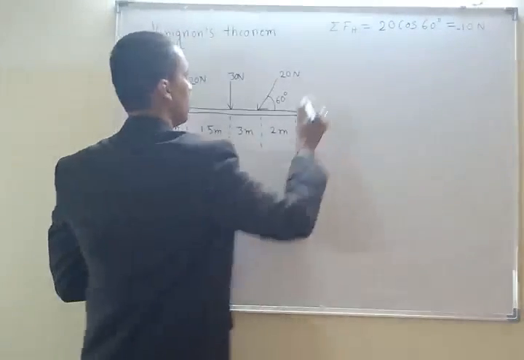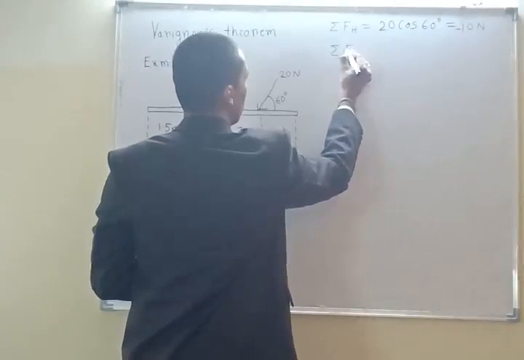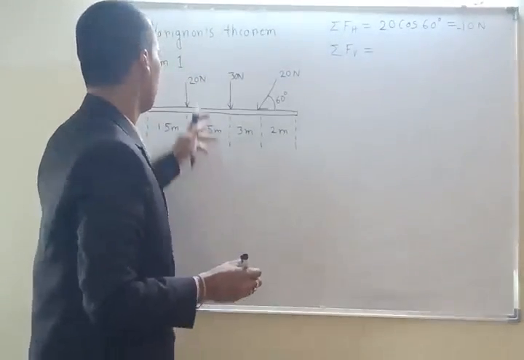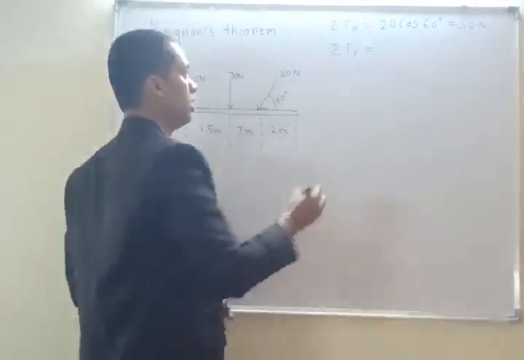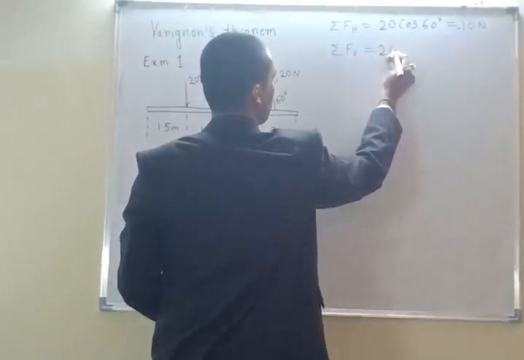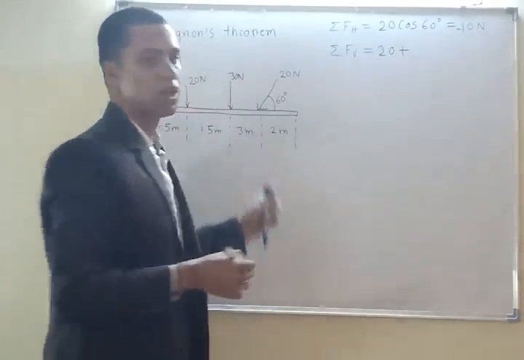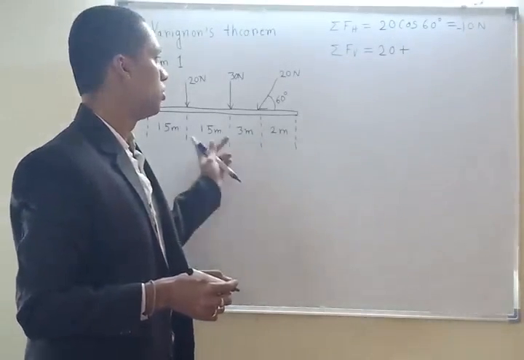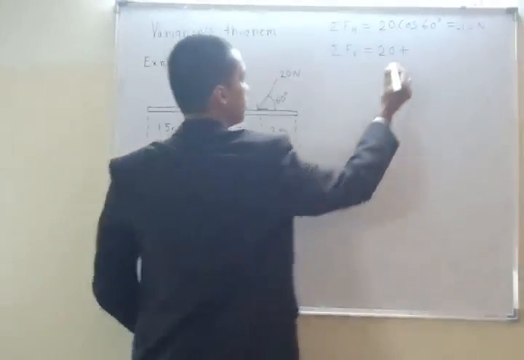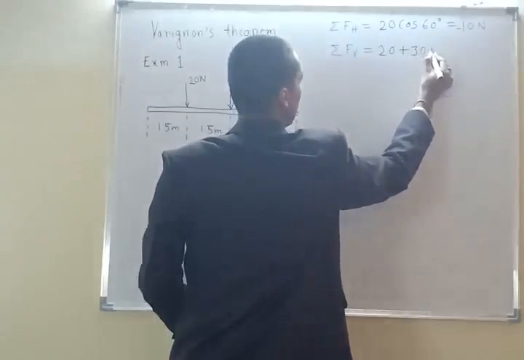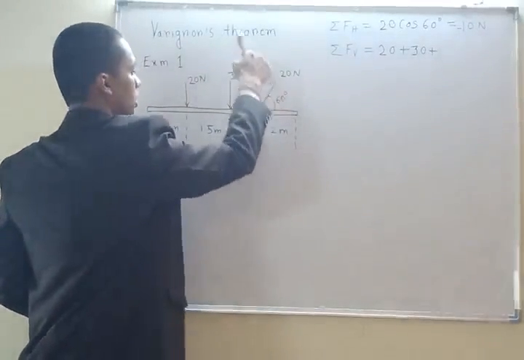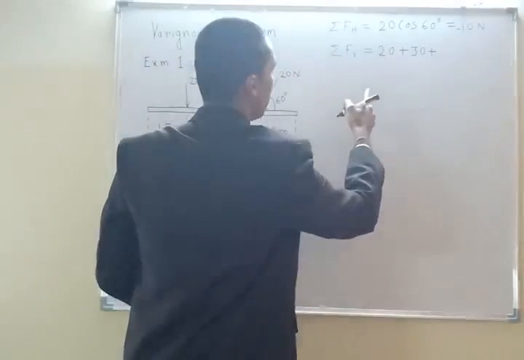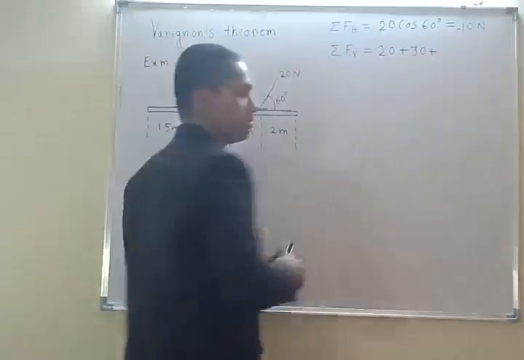In the second case, summation of FV, the summation of all vertical forces. First one is 20, directly acting vertically downward. No need to write 20 sine 90 degree because sine 90 degree is 1, and it will give 20. Then 30, plus the component of this force in the vertically downward direction. So these are also negative.